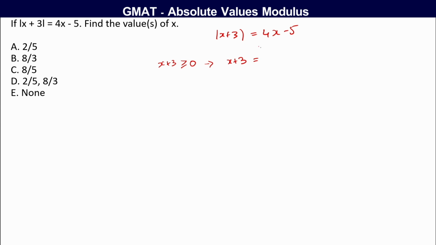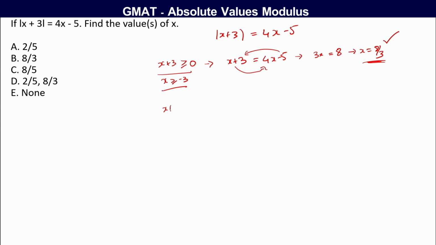So it comes out to be x plus 3 is equal to 4x minus 5, which comes out to be, taking x to this side and minus 5 to this side, 3x is equal to 8, that is x is equal to 8 by 3. And x plus 3 should be greater than 0, that is x should be greater than or equal to minus 3. So this value is greater than minus 3, so this is acceptable, it's one of the values of x.